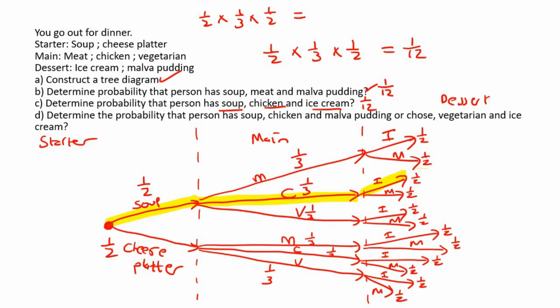Okay, so anyway, we were on question D. Determine the probability that a person has, now this one's interesting, soup, chicken, and Malva pudding. Look at that. Now, I have explained in a previous lesson that when they link, so here's the first category, or the first scenario, and then here's the second, I forgot something out here. Okay, my bad. So this is meant to say, let's say, that one's soup, let's say cheese platter.